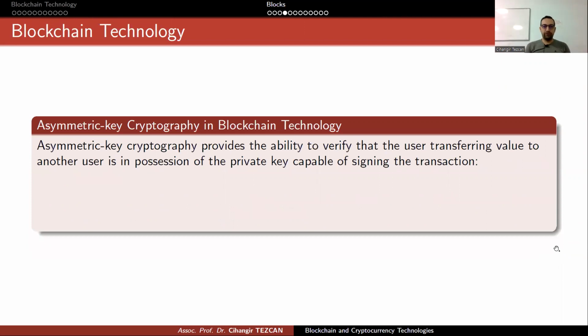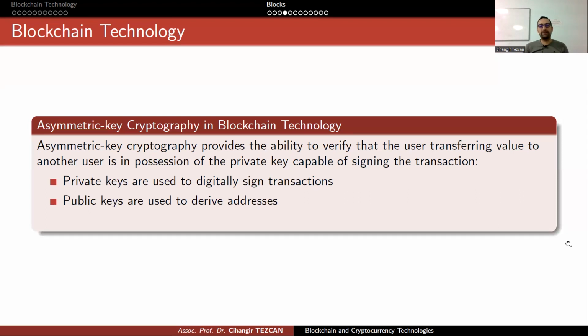Yes, let's move on to digital signatures. For this reason, we need to talk about public key cryptography, or with a different name, asymmetric key cryptography. Asymmetric key cryptography provides the ability to verify that the user transferring value to another user is in possession of the private key capable of signing the transaction. Private keys are used to digitally sign transactions. Public keys are used to derive addresses. Public keys are used to verify signatures generated with private keys.